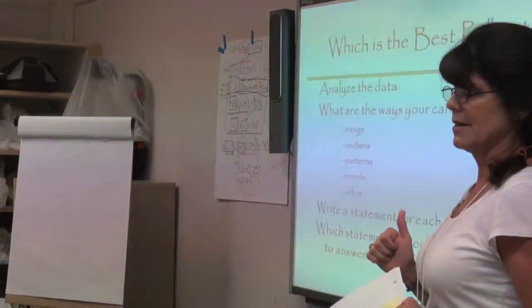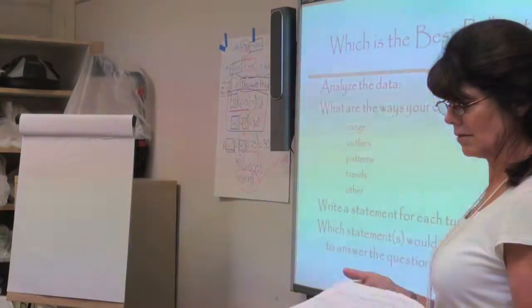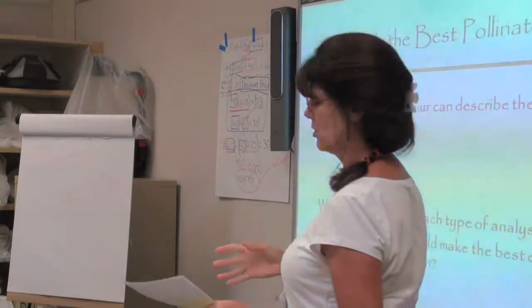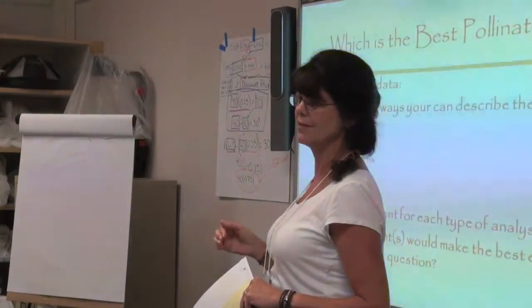You're going to write a statement. Your statement is your claim. Which one of your creations, your pollinators, would work the best for your flower? And you have to back it up with evidence.